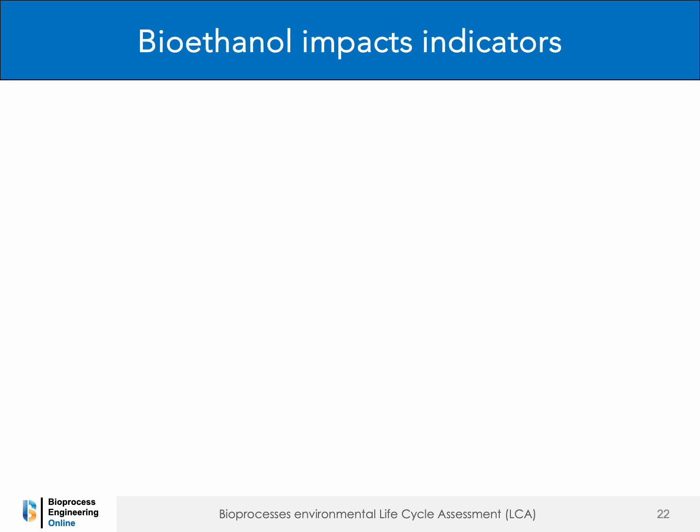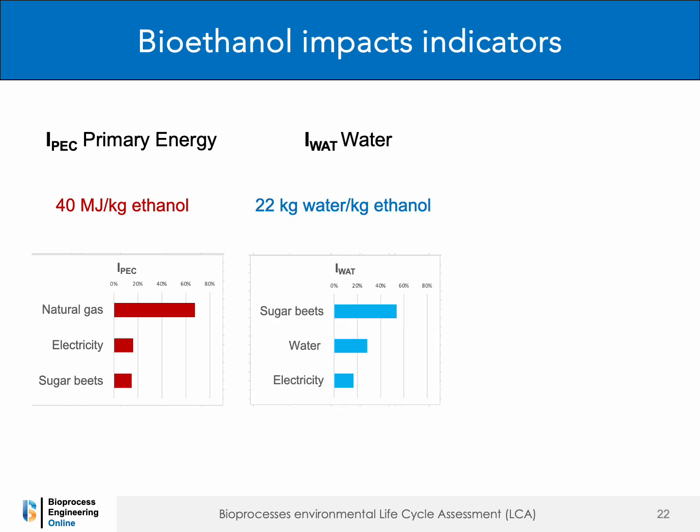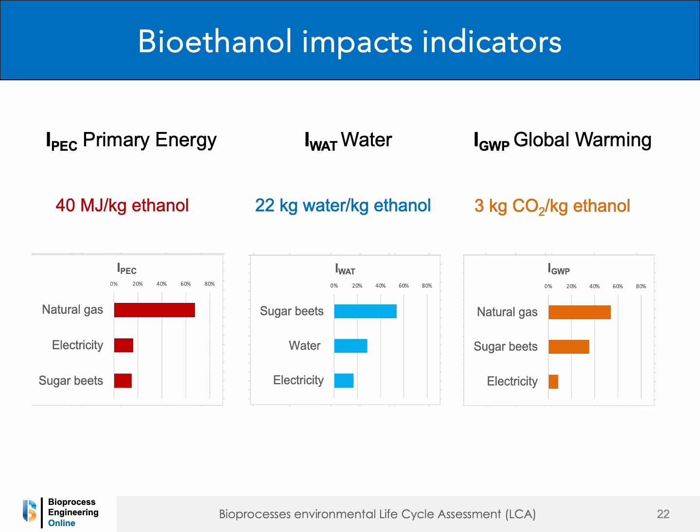Per kilogram of produced ethanol, the calculated impact indicators are as follows. 40 megajoules per kilogram for primary energy consumption. Most important contributions are from gas, electricity, and from sugar beets. 22 kilograms water per kilogram for water consumption. The main contributions are from sugar beets production, extraction water, and electricity. 3 kilograms CO2 per kilogram for global warming potential. Most important contributions are from gas, electricity, and sugar beets.